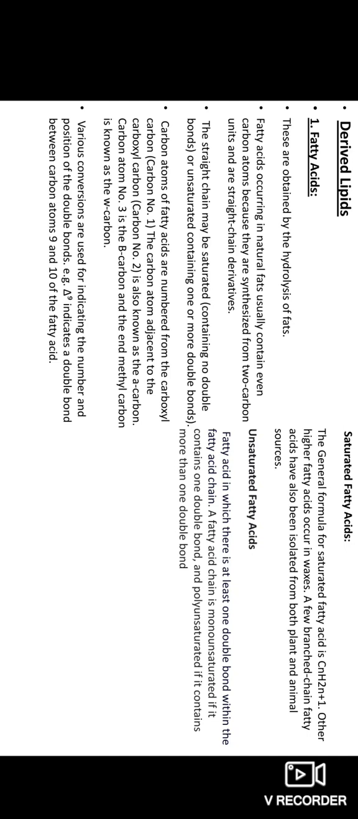Now saturated fatty acids. The general formula is CnH2n+1. Other higher fatty acids occur in waxes. A few branched chain fatty acids have also been isolated from both plants and animals.